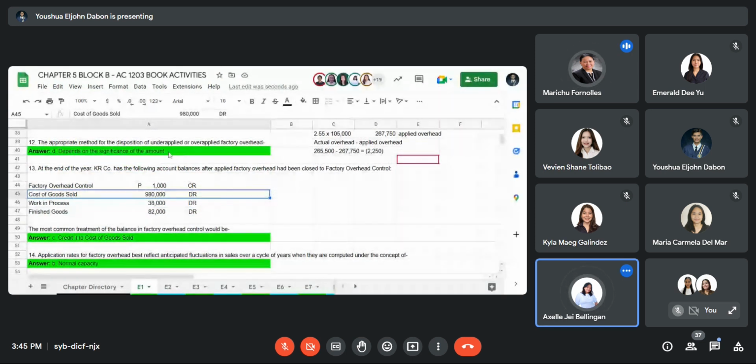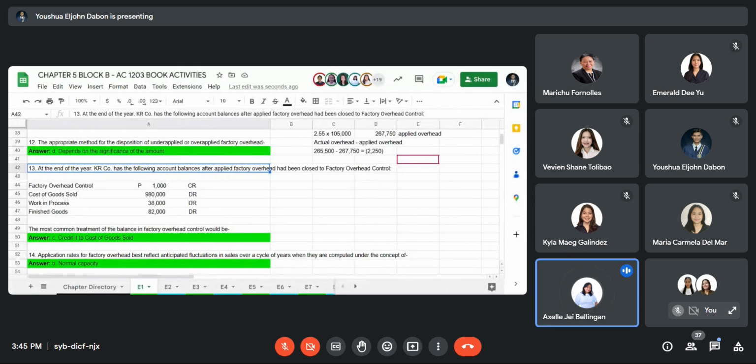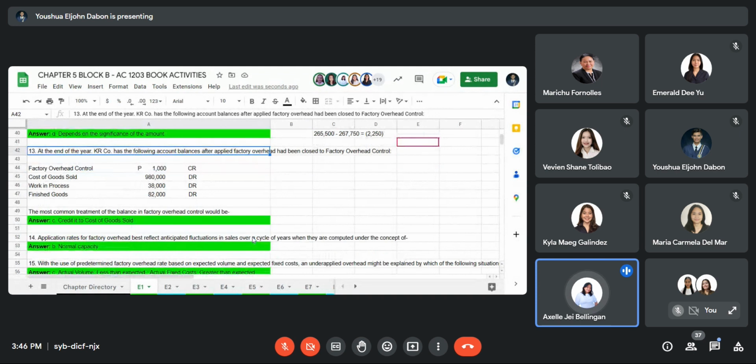Number 13. At the end of the year, KR Corporation has the following account balances after applied factory overhead has been closed to factory overhead control. Factory overhead control has a 1,000 credit. Cost of goods sold has 980,000 debit. Work in process has 38,000 debit. Finished goods has 82,000 debit. The most common treatment of the balance in factory overhead control would be answer is letter C, credit it to cost of goods sold.